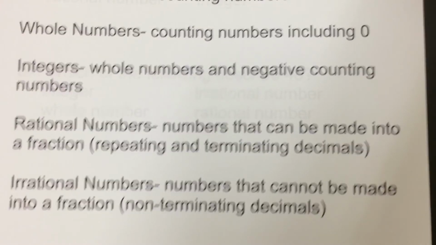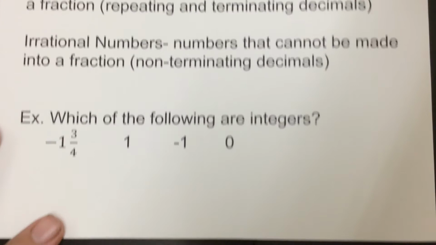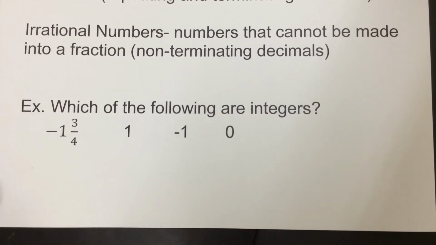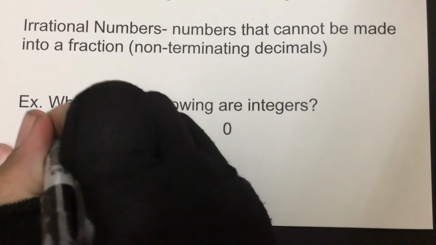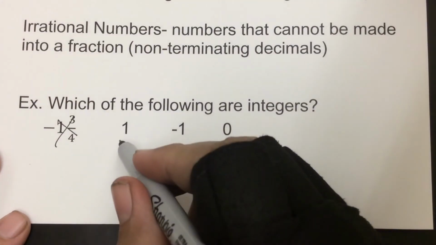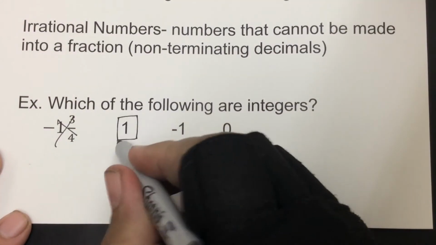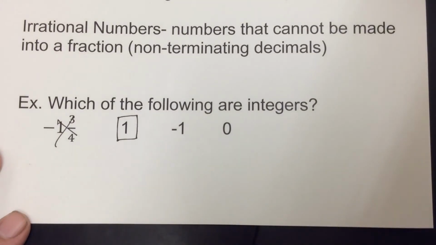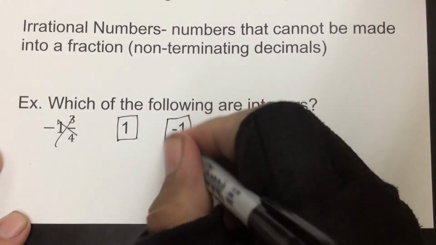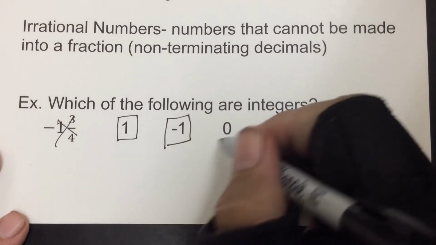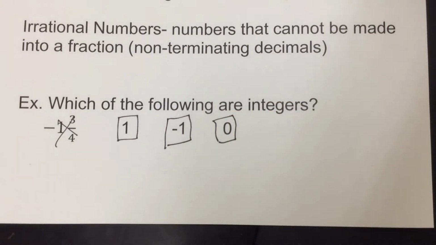So you're going to get questions like this. Which of the following are integers? Well, the first one's got a fraction. An integer cannot be a fraction, so that one is out. 1 is an integer. So whole number, no fraction, no decimal. Integers can also be negative, so negative 1 would work. Integers also include 0. So those would all be examples of integers.